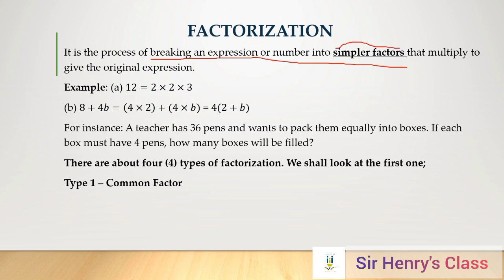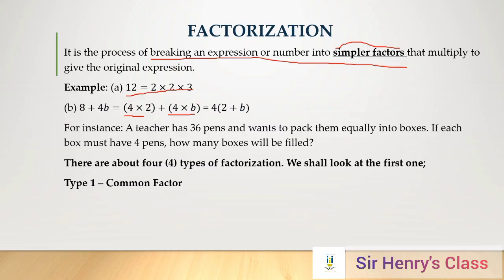Now we have 12. 12 can be calculated using 2 times 2 times 3. I believe you recall your idea in prime factorization, or what you call the factor tree. In that concept, we would explain that we can use prime numbers to represent a number by writing those prime numbers as a product of themselves or of other numbers. We also have 8 plus 4b. 8 can be represented as 4 times 2. 4b can be represented as 4 times b.